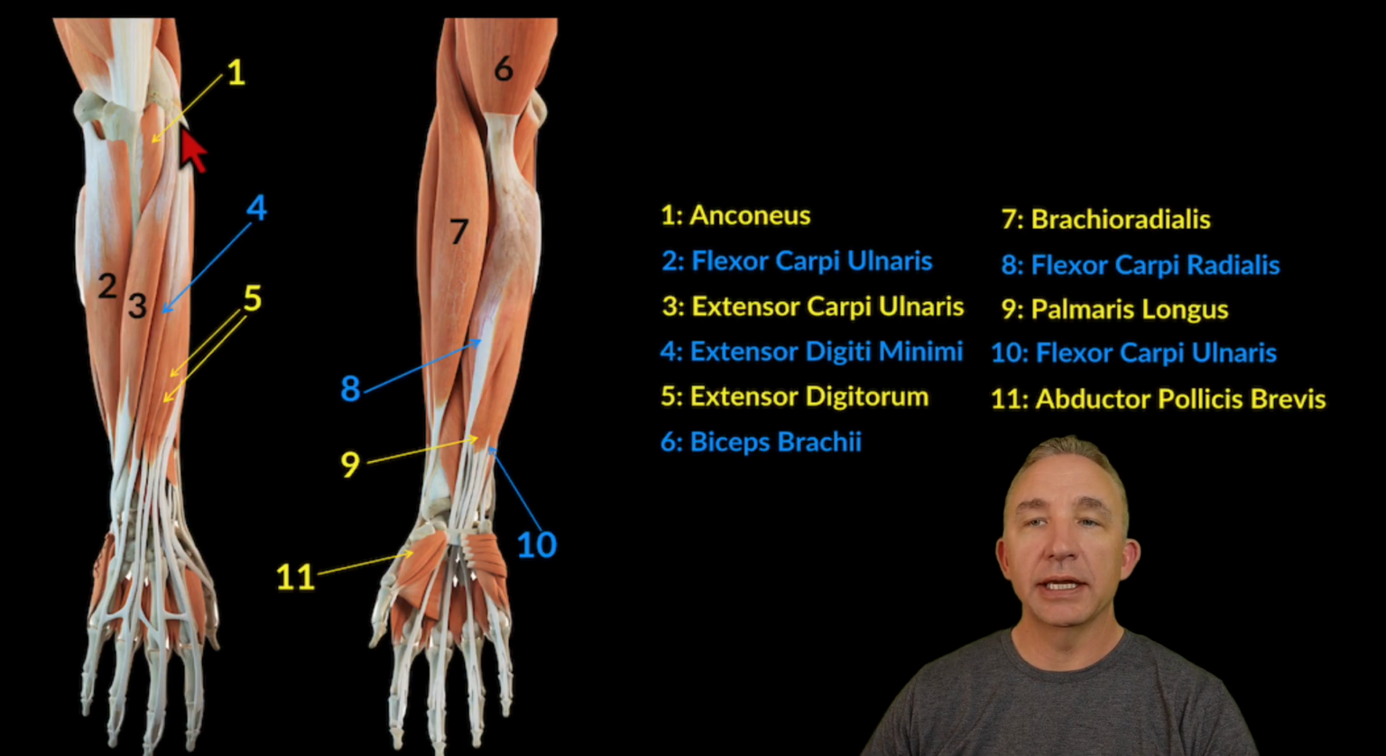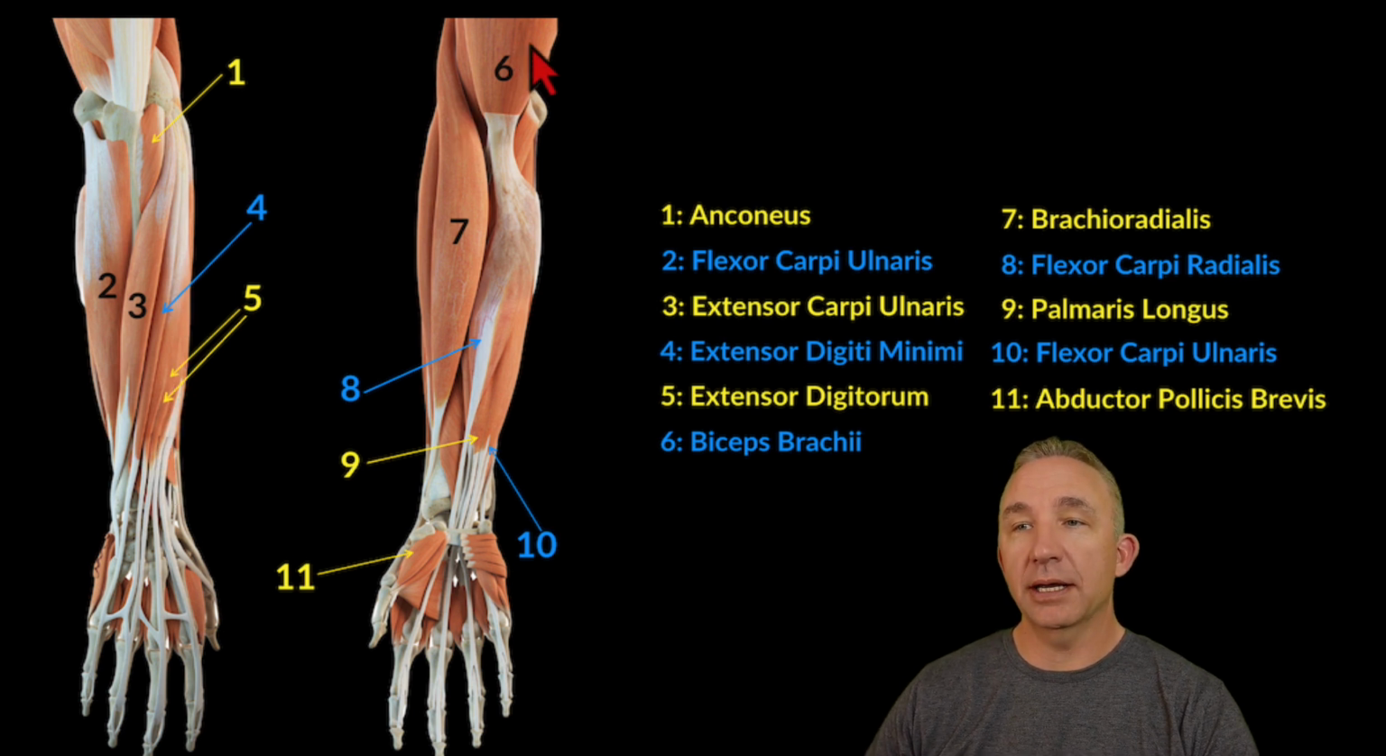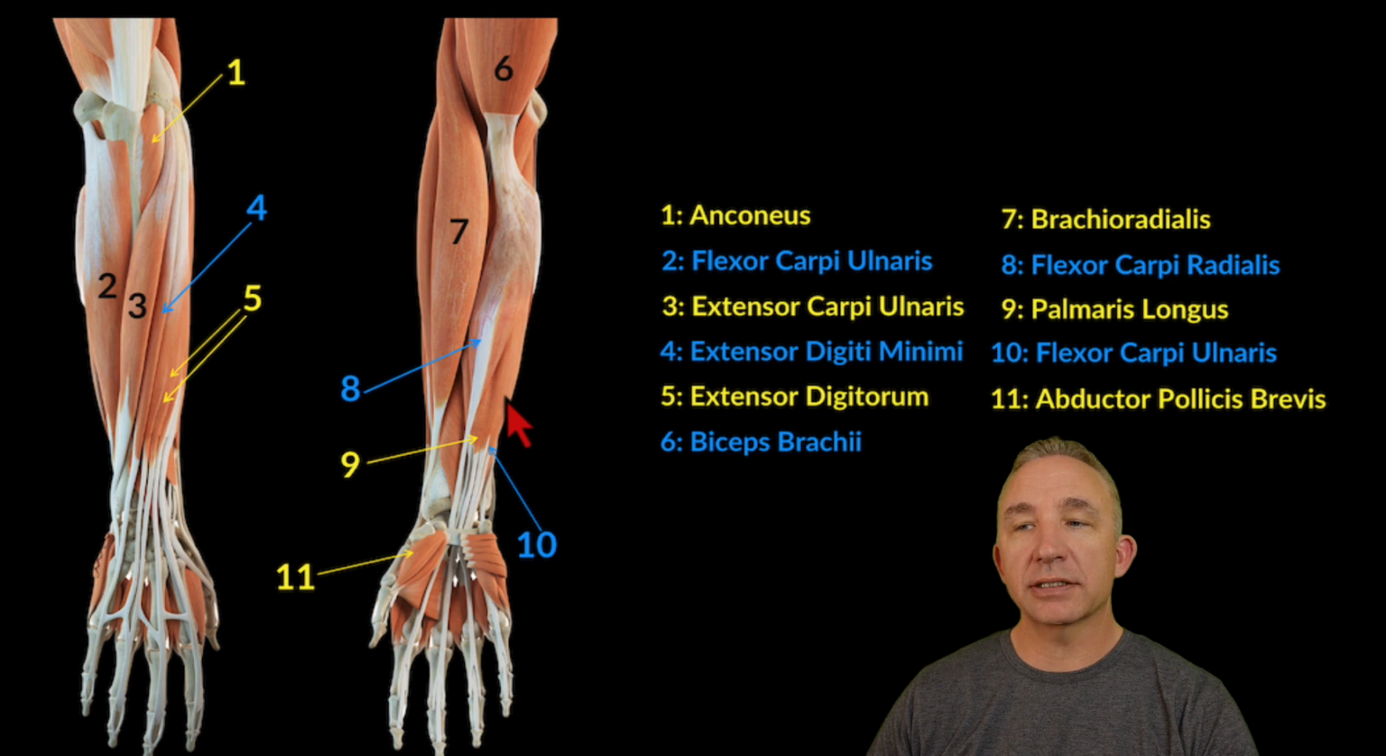So here's our key. We did Anconeus, number 1, flexor carpi ulnaris, and then my extensors, extensor carpi ulnaris, extensor digiti minimi, you can tell I love saying that one, extensor digitorum. As we flip over to the flexor side, biceps brachii, underneath it, I don't have it labeled, brachialis, turns into brachioradialis, and it doesn't literally turn into it, I just like teaching brachialis, runs into brachioradialis. My 3 flexors, flexor carpi radialis, I have palmaris longus, and then flexor carpi ulnaris, those 3 superficial flexor muscles.